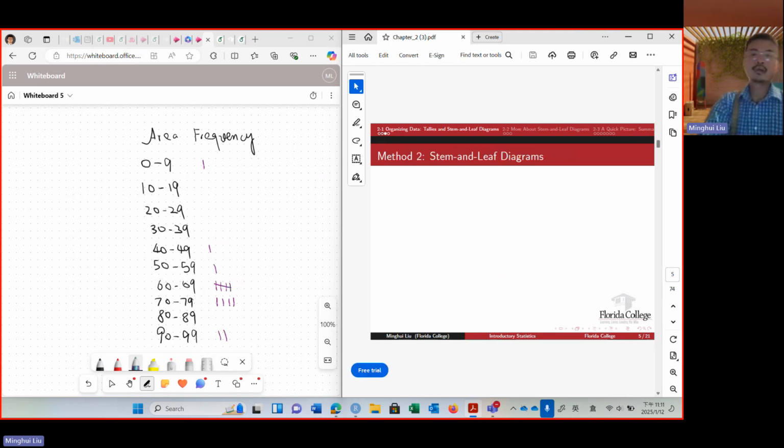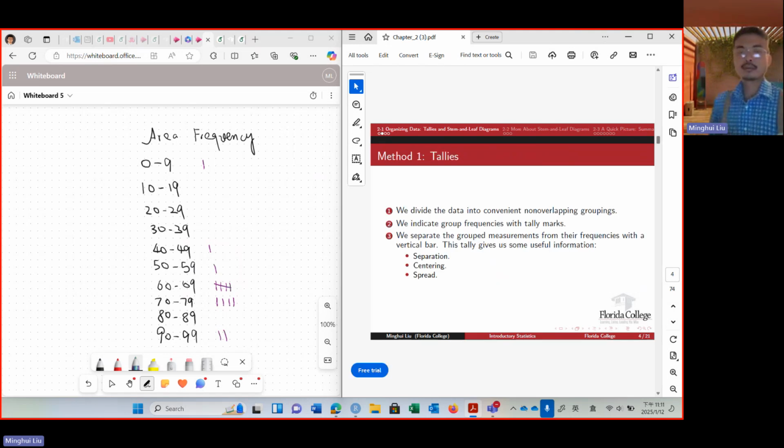Well, this method is excellent, but at the same time, we also will inevitably lose some information because, for example, if you look at this one, there is 1 in the group 40 to 49. But is this measurement 40 or 41 or 45 or 49?